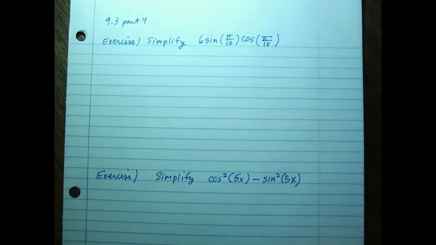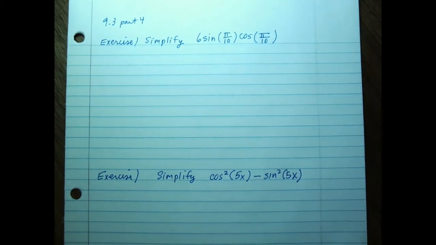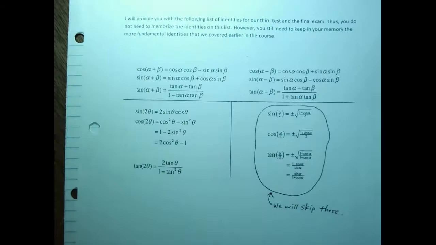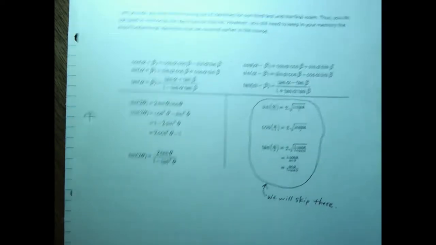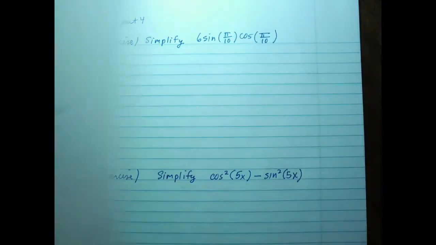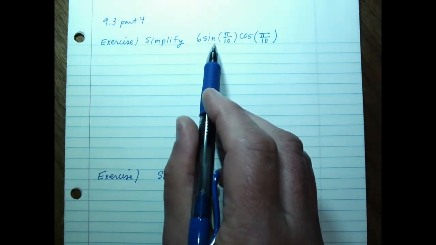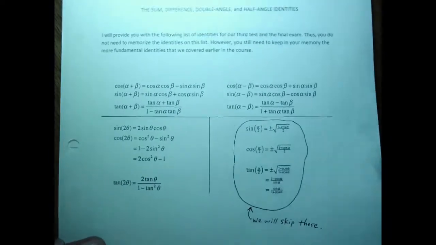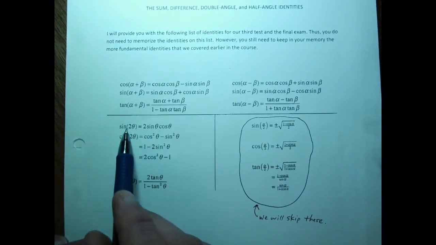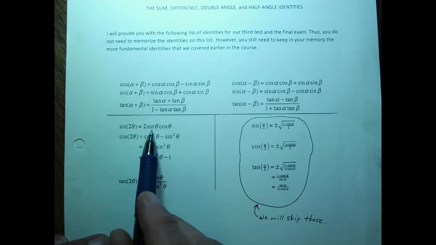And I'm like, well, okay, what can I do with that? We've got to get used to referring to our identities and thinking if they can help us with a certain kind of problem. And with this problem, when I see that I'm multiplying sine of an angle times cosine of an angle, it does make me think of the sine 2 theta identity that has sine theta times cosine theta in it, right?